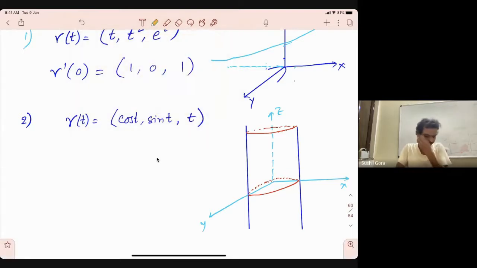So what would the curve be? It will start at t equal to 0. It will start from 1, right? So this is 1 comma 0 comma 0. It starts from 1, and then starts moving, something like this. Does it look good?